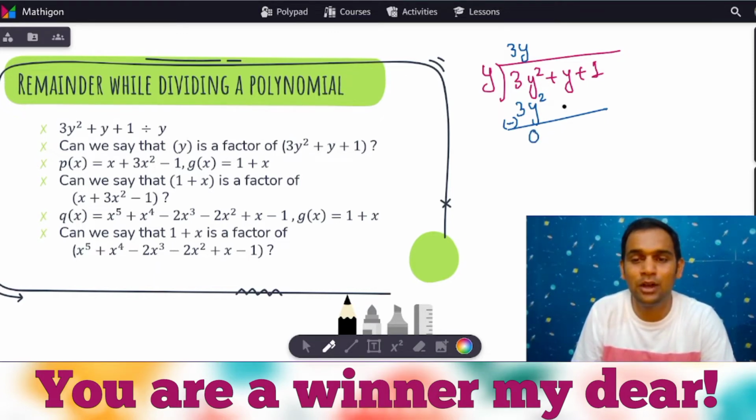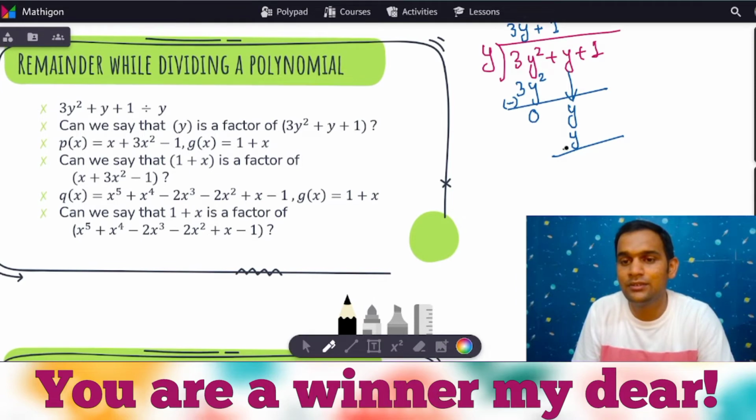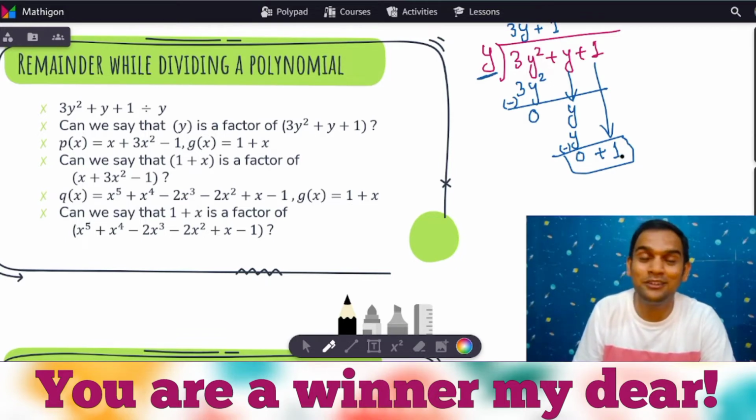This is 0, so now we cannot go further, so we will bring this y down, and then we multiply it by plus 1. So plus 1 times y, again I get a y, and when I subtract, I get a 0, and this plus 1 comes down. Now this plus 1, can we further divide? Can I multiply something to y to get a plus 1? Obviously not, right? So this plus 1 becomes the remainder.